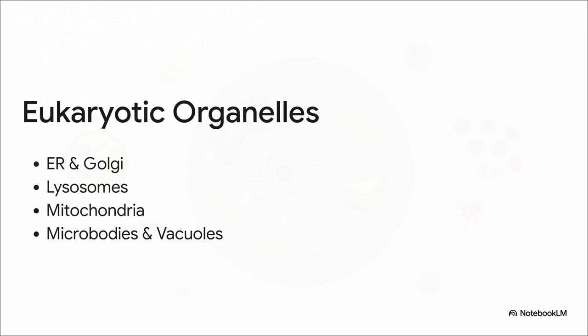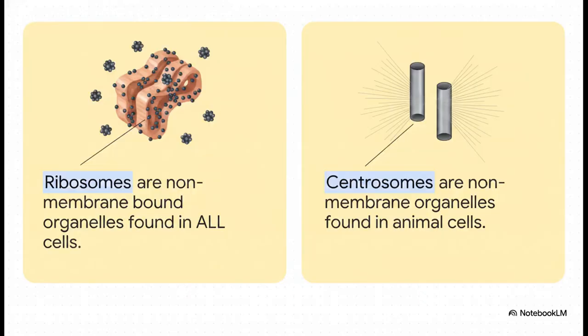But remember our great divide from earlier? Prokaryotic cells entirely lack all of these membrane-bound factory compartments. However, there are a couple of brilliant exceptions to the membrane rule that are really critical to understand. Ribosomes are non-membrane-bound organelles, and because they lack a membrane, they are found in all cells, both eukaryotic and prokaryotic. Ribosomes are essentially the protein factories, translating genetic code into physical action.